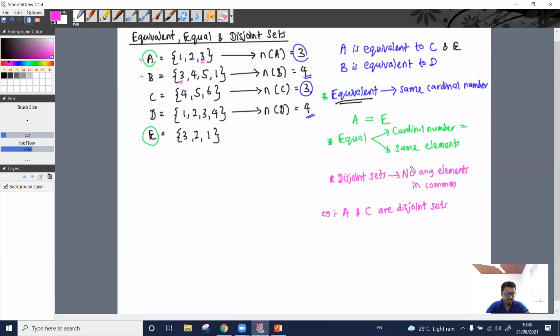Right? Equivalent, equal, and disjoint sets. Equivalent is based on the cardinal number, the number of elements. If the number of elements is the same in two given sets, then those are equivalent. If the number of elements as well as the elements themselves are equal in two given sets, those are equal sets. If there are no elements in common in two given sets, those are known to be disjoint sets.